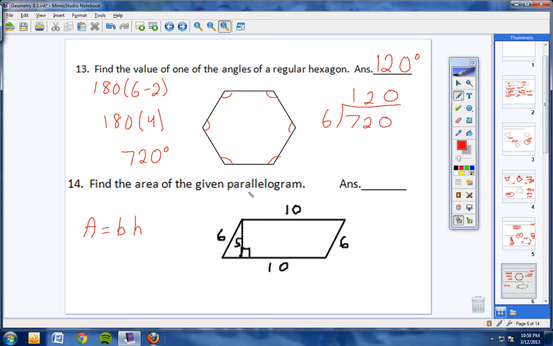Okay, how do you find the area of a parallelogram? Area equals base times height. So area equals your base is 10, and your height is 5, not 6. Your height is always a perpendicular line formed between the two bases. And so my height would be 5. So the answer is 50 square units. If you didn't put square units, I probably won't take anything off, but that is the answer.